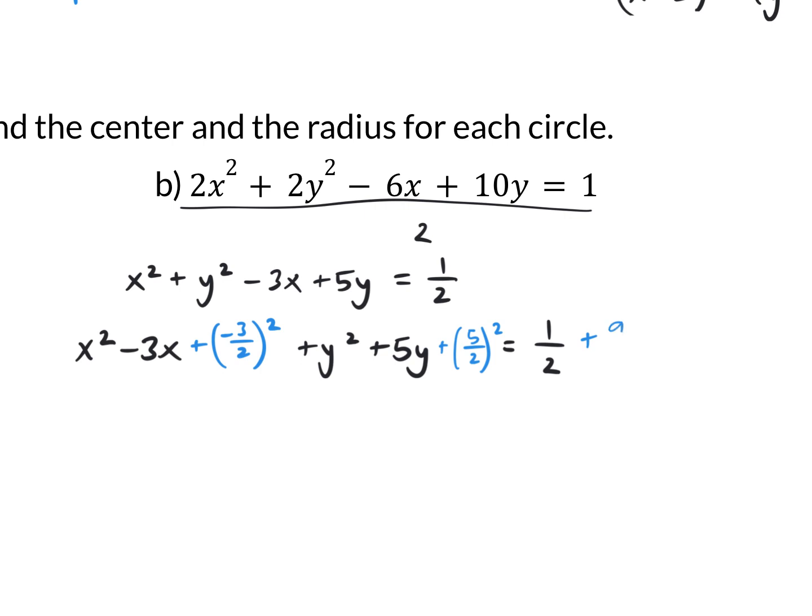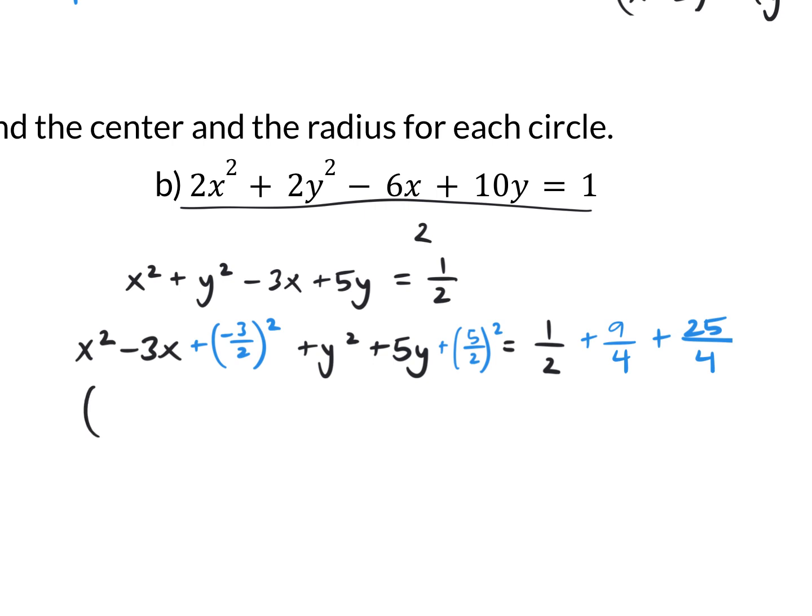9/4. So I'm adding 9/4. And then if I square 5/2, I end up getting 25/4, right? So now I didn't change any equality, right? They're both still equal to each other. And now I can go ahead and factor, okay?